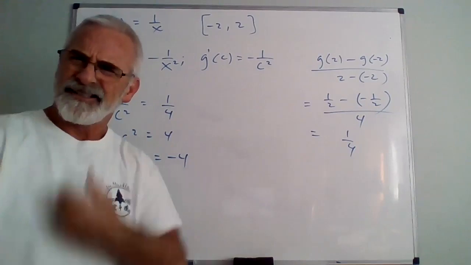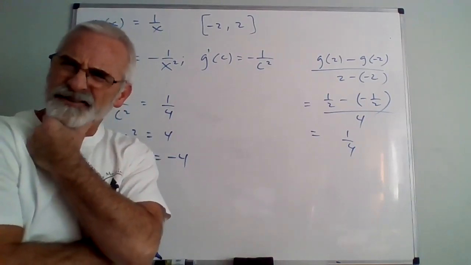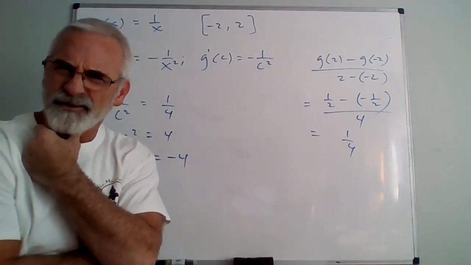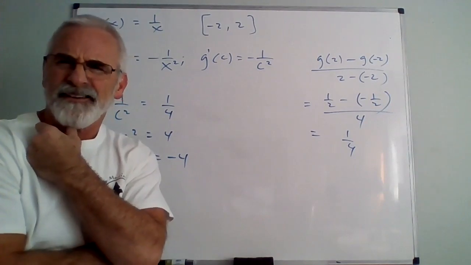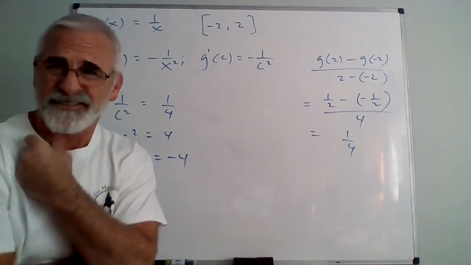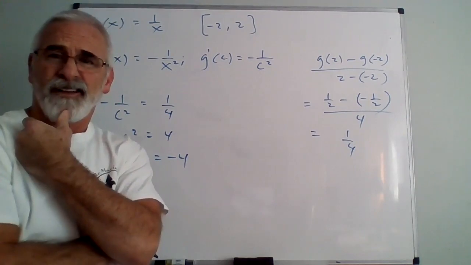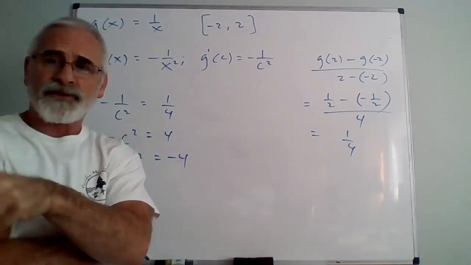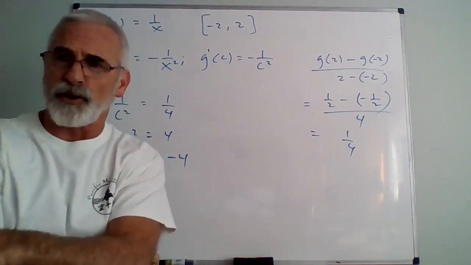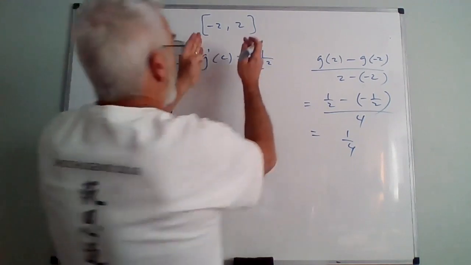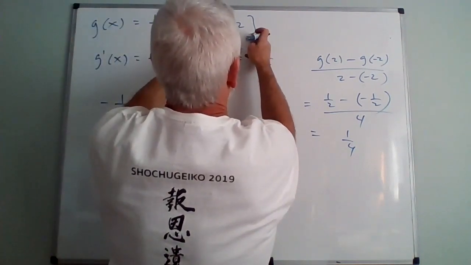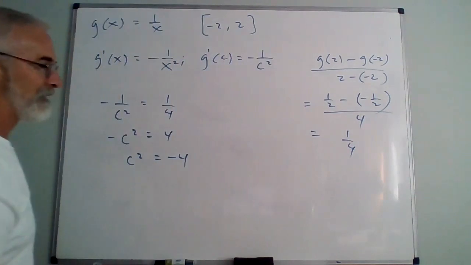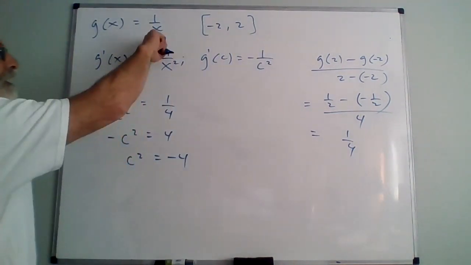We've got imaginary numbers as our only possible answer. Why is that? Can anybody tell me why? In other words, this isn't going to work. Well, let's see. The hypothesis is that I am differentiable over the open interval. So am I differentiable over the open interval from negative 2 to 2?